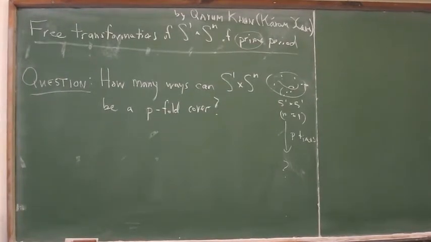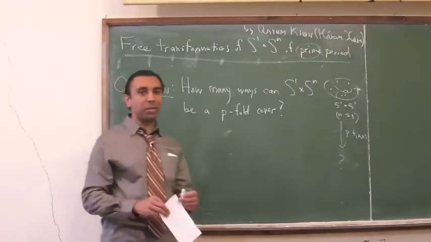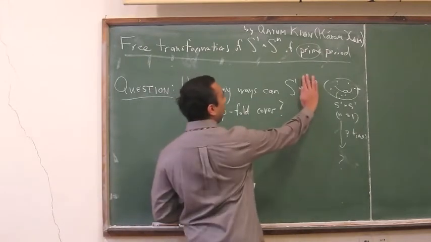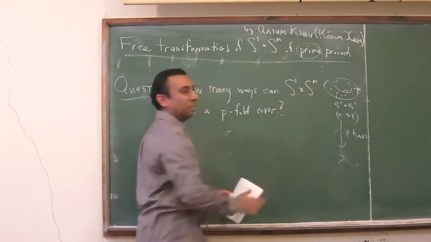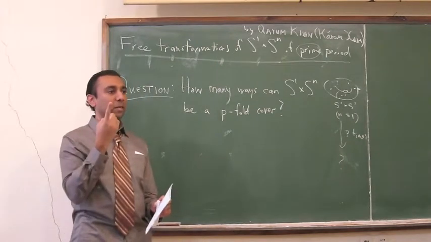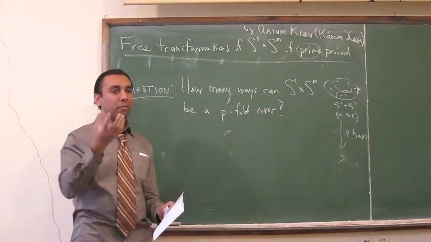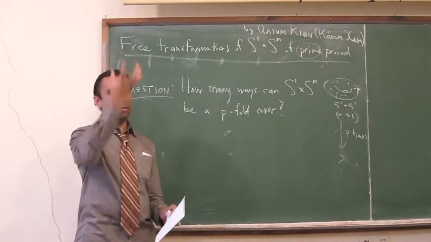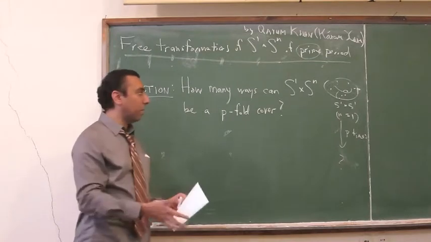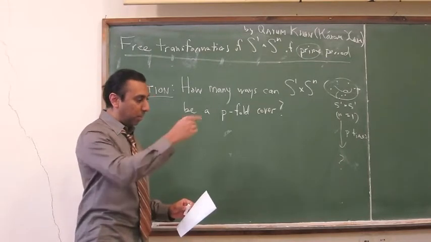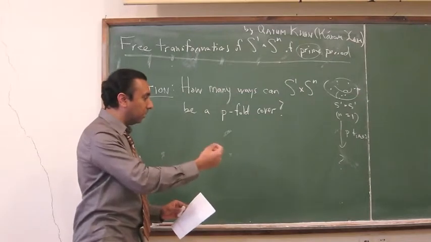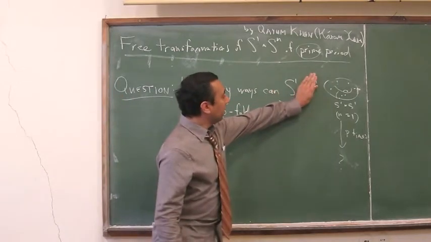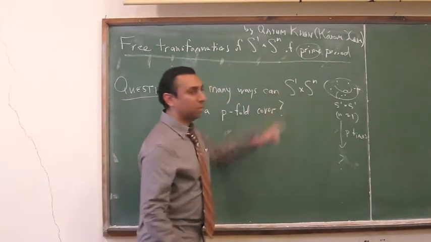This is actually a pretty hard question. Let me tell you some history. Of course, for just the circle, the answer is only one way. On the circle, if you say covering 5 times, there's only one way the circle can cover itself 5 times: multiply by e to the power 2 pi i over 5. So the answer is easy for just the circle.